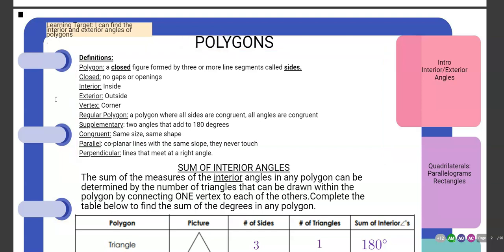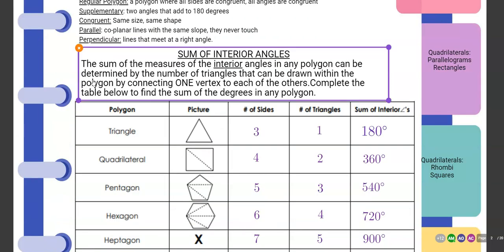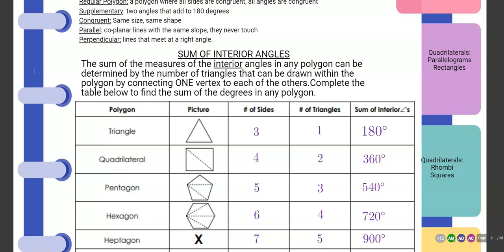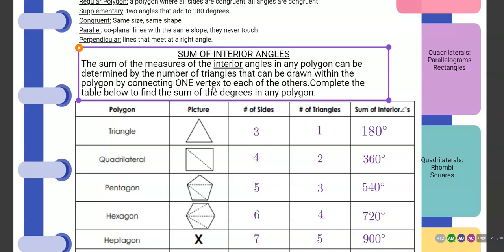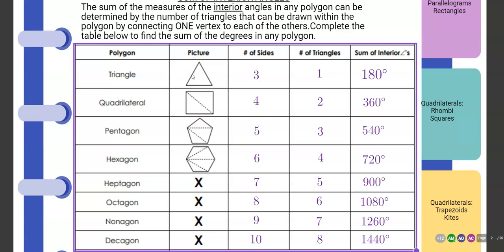Alright guys, so we started our polygons unit throughout this. For polygons, the sum of the measures of the interior angles in any polygon can be determined by the number of triangles that can be drawn within the polygon by connecting one vertex. So we have a table here where we did this. Now you can see here in the triangle we're saying that is 1.